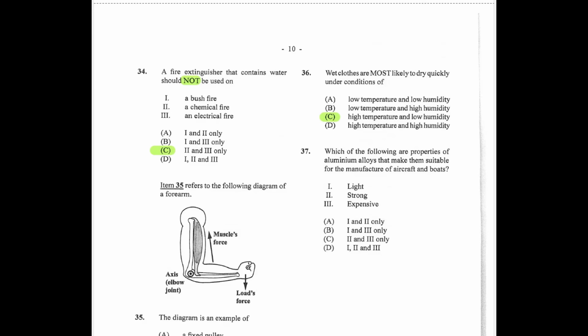Question 37. Which of the following are properties of aluminum alloys that make them suitable for the manufacture of aircraft and boats? They are light, strong, expensive. We want to take the first two, light and strong, or 1 and 2 only. 37 is A.